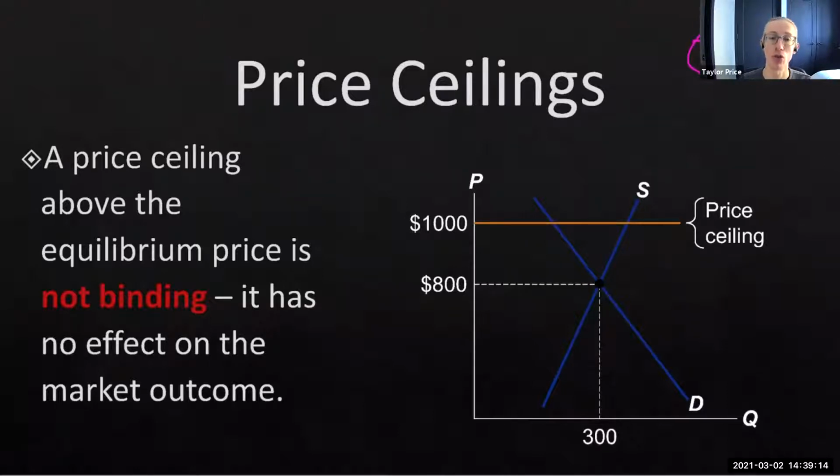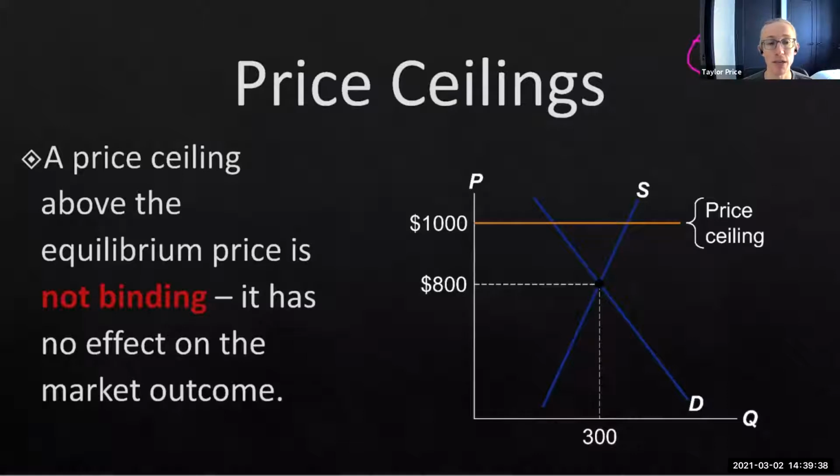You'll have two different types of price ceilings. The first type is going to be non-binding. Did someone have a question? Okay. If you do, feel free to unmute yourself.